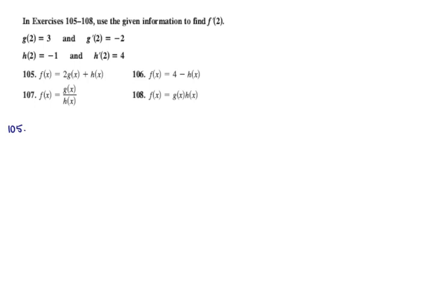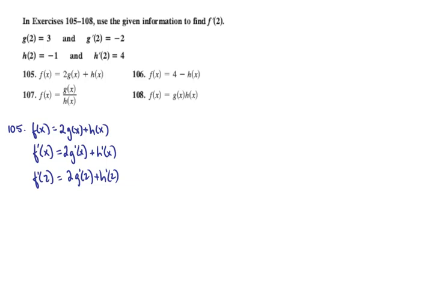So for problem 105, we have f of x is equal to 2g(x) plus h(x). And so the derivative of a constant times a function is equal to the constant times the derivative of the function. So that would just be 2g'(x). And the derivative of h(x) is just h'(x). So then to find f'(2), we simply need 2 times g'(2) plus h'(2). Since g'(2) is negative 2 and h'(2) is 4, we get negative 4 plus 4 equals 0.